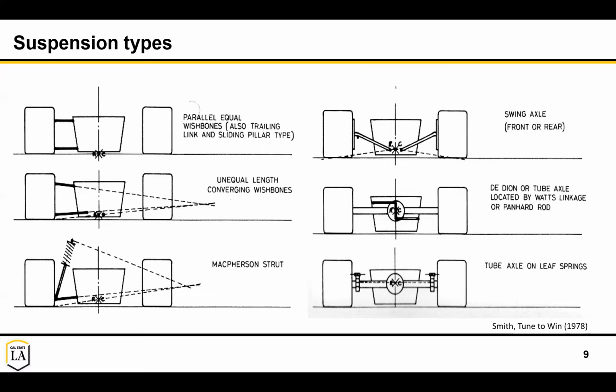And so one of the more common ways to do this while providing independent motion of each wheel, because you don't want, for example, in these tube axles, which you've maybe seen on the back of a truck or old car, if one wheel gets upset or gets some motion, it's going to affect the other one. So the most common is, especially for formula vehicles and the front of a lot of Baja vehicles, you see these unequal length converging wishbones, or they call them A-arms.